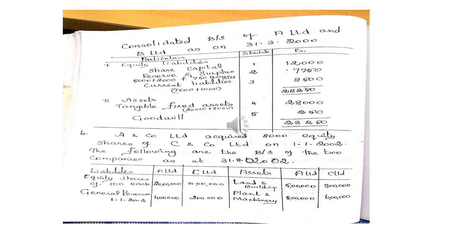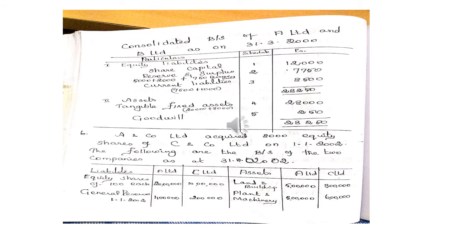Now we have to see the consolidated balance sheet. Roman letter 1 is equity and liabilities. Roman letter 2 is assets. First one is share capital. The holding company share capital is 12,000. Reserve and surplus. Under the heading, we have reserve and profit and loss account 5,000 plus 2,000. Add revenue profit. So total is 7,750.